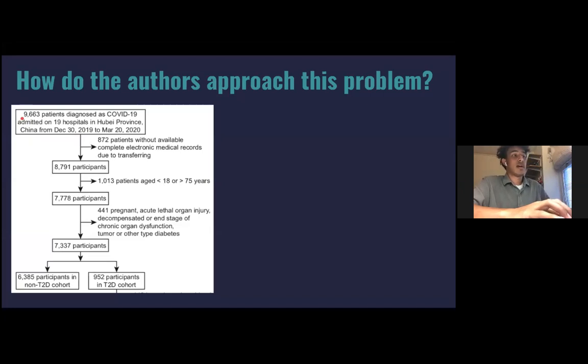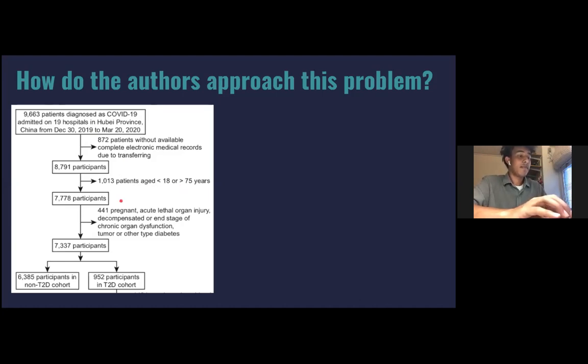And what they wanted to do with this number of people is split this group into two groups. One being patients that had pre-existing type 2 diabetes, and another that did not. In order to get to these two groups, the researchers took 2 or 3 steps where they eliminated patients who were ineligible for the study. For example, they eliminated 872 patients that did not have complete medical records and therefore could not participate in the study. Another example, about 1,000 patients who were under the age of 18 or above 75 were eliminated.